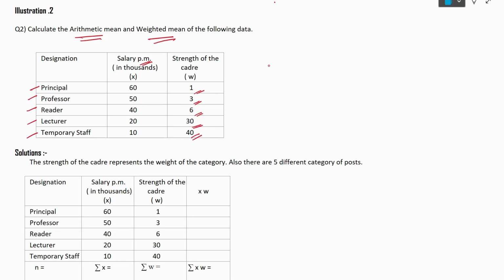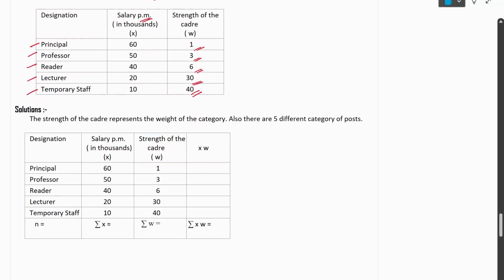That means here the weightage is according to the number of people. Therefore, here you need to find what is arithmetic mean as well as weighted mean. Now, how do you do it in one step itself? That means you are going to consider a table and complete it. Now, see here what I have done. Here, designation I have written. This is for your answer. The strength of the cadre represents the weight of the category. Correct? Here, this is your category weightage.